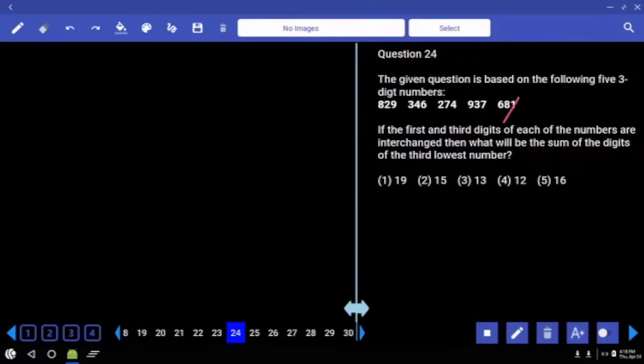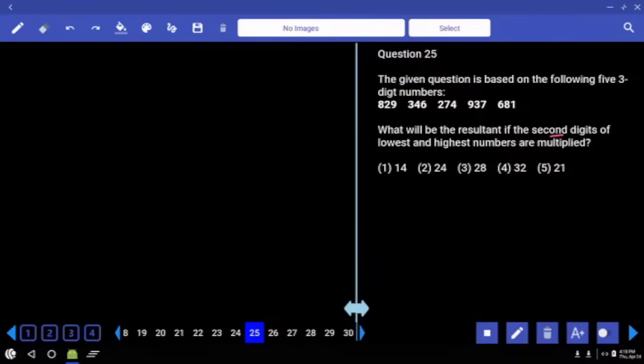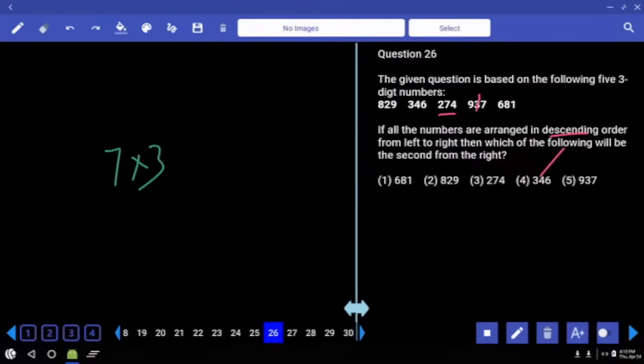This is the first lowest, 4 is the second lowest, 6 is the third lowest. Then 25: what will be the result of the second digit of the lowest number? The lowest number is 274, and the second digit is 7. It is multiplied with the second digit of the highest number. The highest number is 937, and the second digit is 3. 7 into 3 is 21, choice for 25.